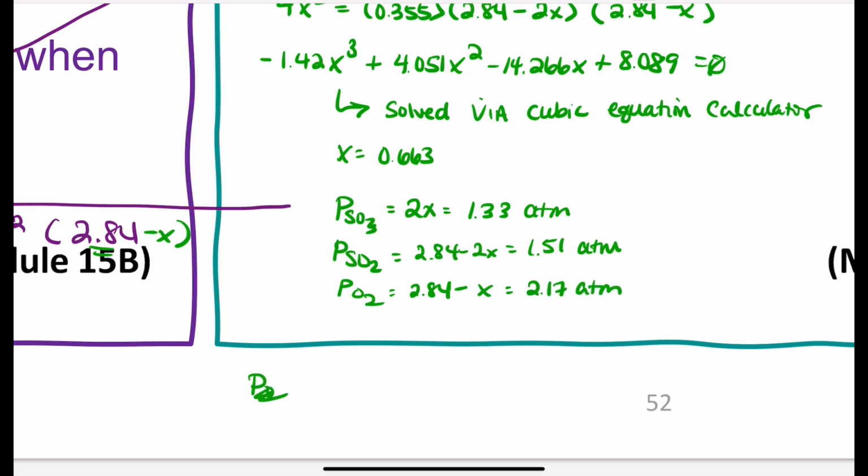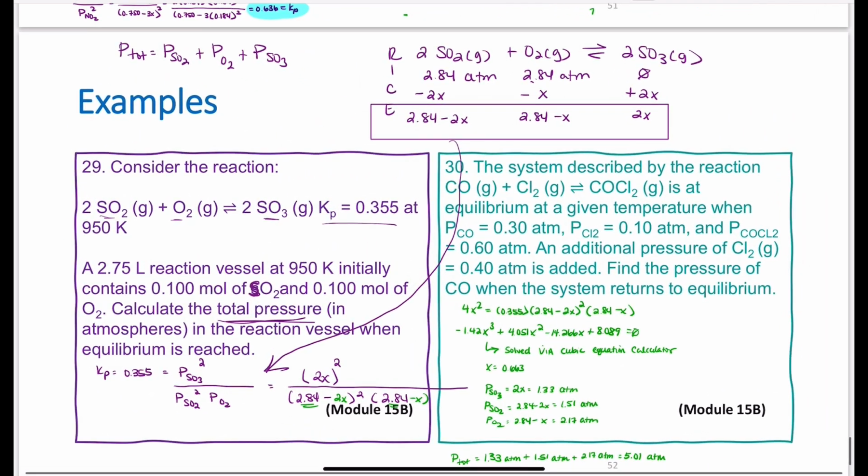So my total pressure, 1.33 atmospheres, 1.51 atmospheres, and 2.17 atmospheres. Overall, 5.01 atmospheres. So again, what I knew was that I had a 2.75 liter reaction vessel at 950 Kelvin, which I don't care about except that the Kp had matched. It contained 0.1 moles of SO2 and 0.1 moles of O2. I needed the total pressure of the vessel when the reaction reached equilibrium.